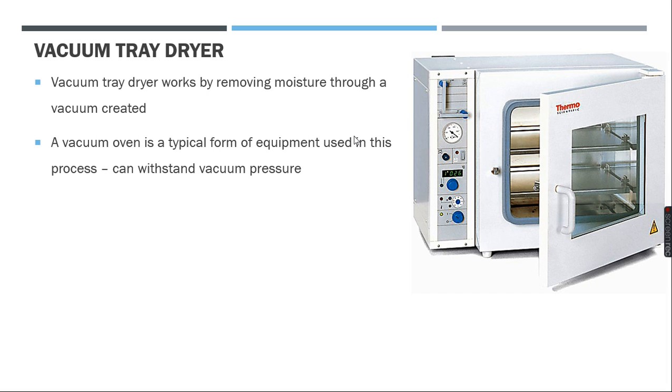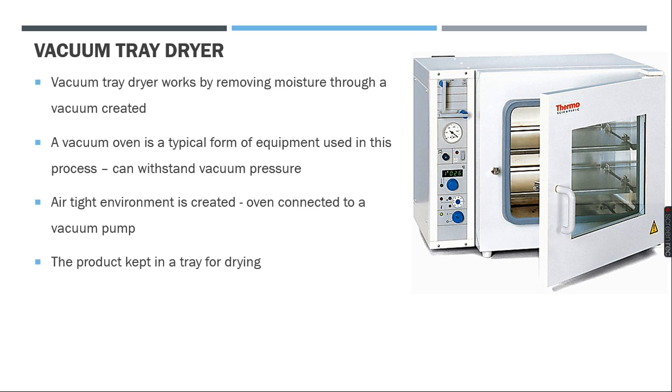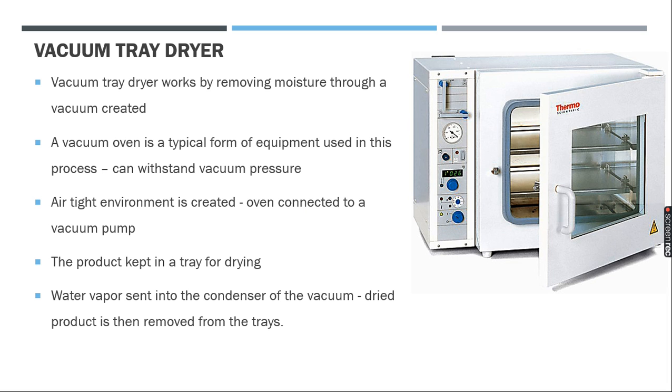Of course the container will be a closed one which can withstand the vacuum pressure, so that is essentially required, and drying will be easier here. The oven is also connected with a vacuum pump, so a tight environment is given, and we keep the sample over the tray for drying. Water vapor is going to be condensed and removed from the tray. It is a simplistic design anyway, and it is useful for materials which are sensitive to heating. So thermolabile materials may preferentially be used in a vacuum tray dryer.